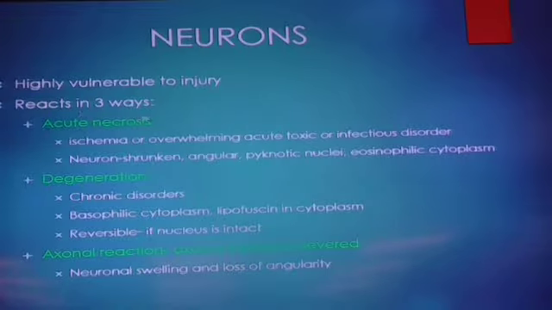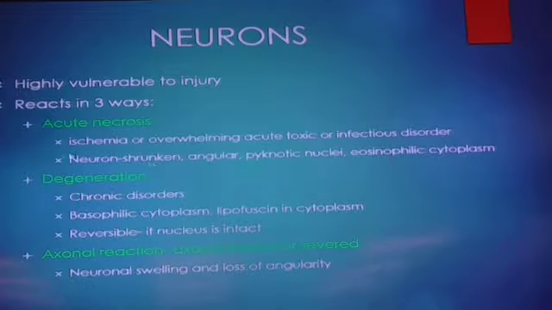So neurons react in three ways. The acute form is due to ischemia or overwhelming acute toxicosis or toxicity. And the neurons are usually shrunken, so they're small. They form triangles or angular and they have bright pink cytoplasm or eosinophilic cytoplasm. This is the most common presentation we see with neuronal degeneration because in a lot of cases it's due to lack of oxygenation to the brain.